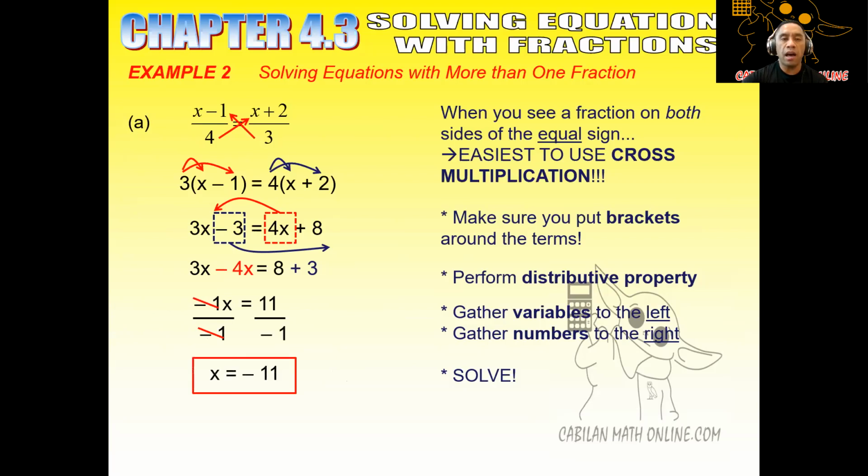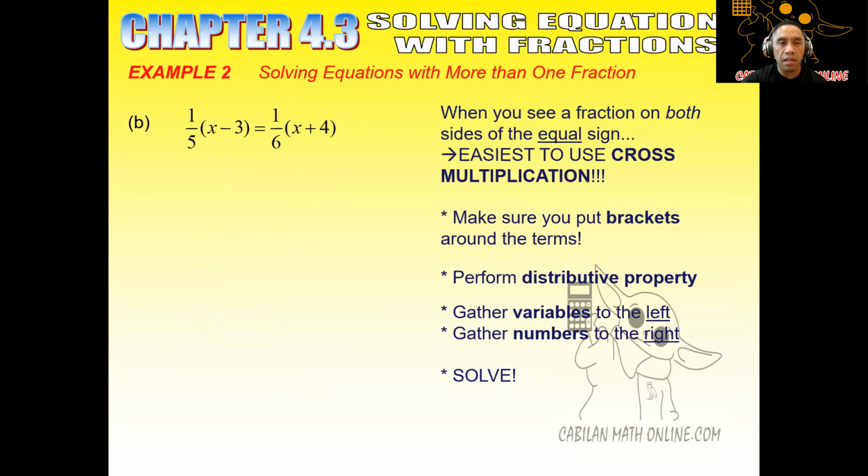Okay, so remember that anytime you see letters on both sides of the equal sign, the easiest way to gather the terms is put the letters to the left of the equal sign and the numbers to the right of the equal sign. And then from there, simplify and solve using gathering like terms. Okay, so let's take a look at another one here.